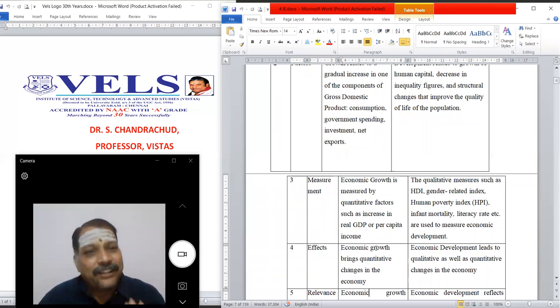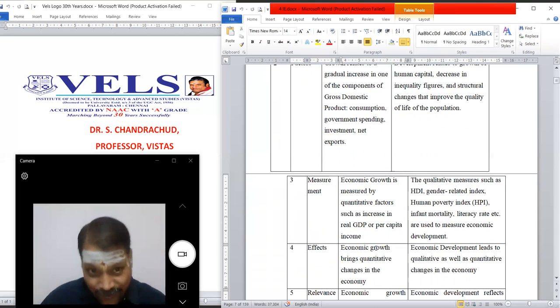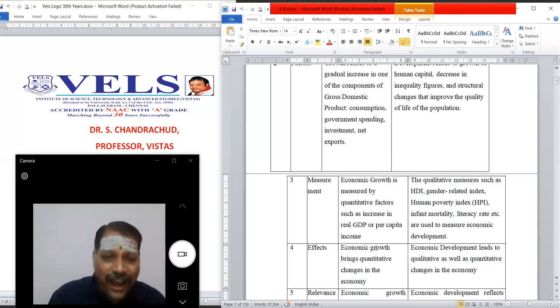But in case of economic development, it is not as easy as economic growth, because we are considering a number of indices like HDI. HDI means Human Development Index. What is a gender related index? That is sex ratio. Then Human Poverty Index. Then infant mortality, morbidity. What is the literacy rate? All these indicators are to be considered, how progressive they are. So after knowing all these things, we are able to measure economic development. That is why the scope of economic development is very wide.